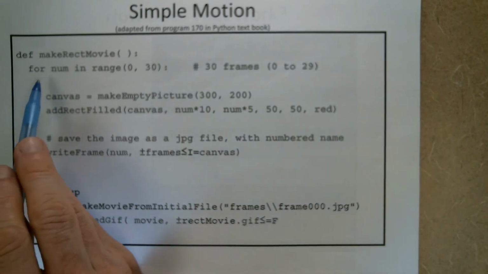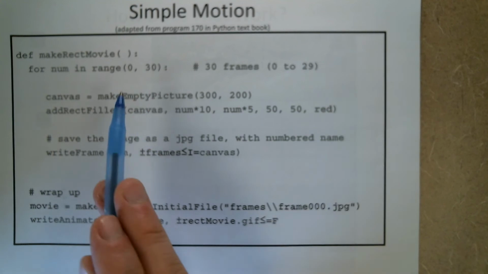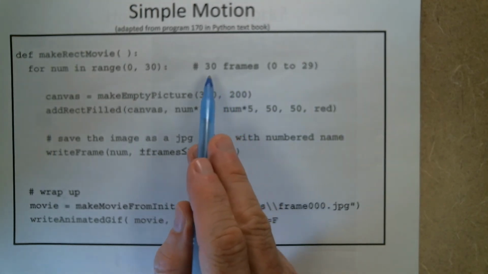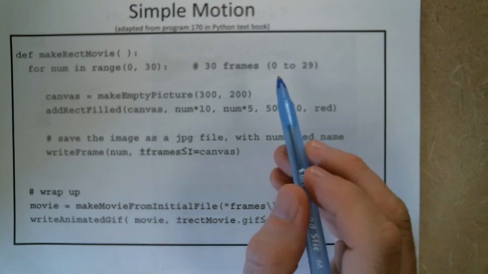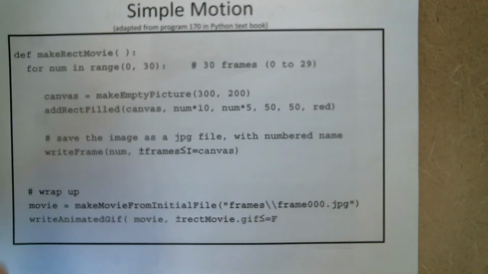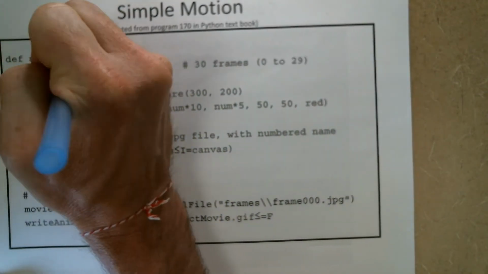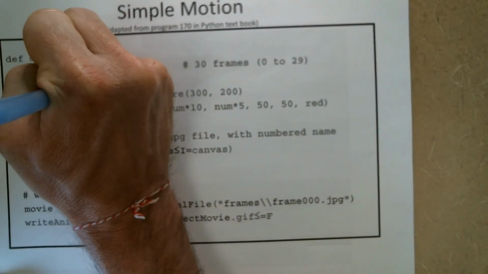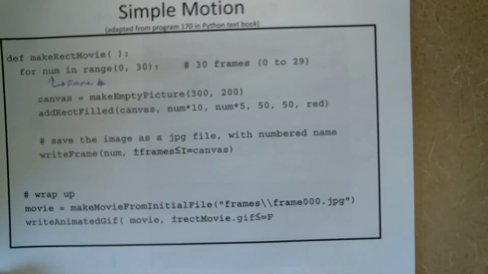So we have a loop here, for num in range from 0 to 30. This is going to create 30 frames. Each time we go through this loop, we're going to create a picture, aka a frame, and they're going to be numbered 0 to 29. So this num variable effectively becomes our frame number inside of our animation.